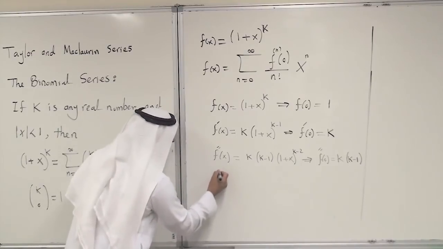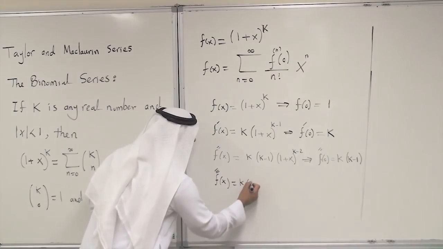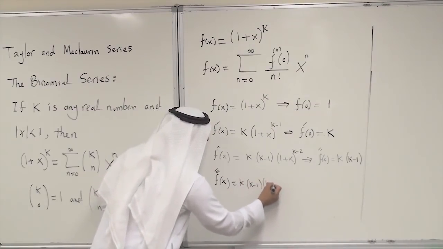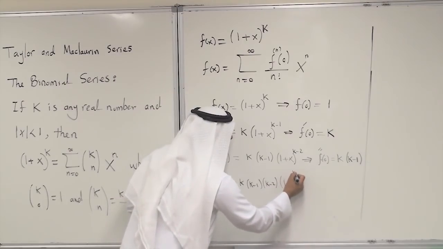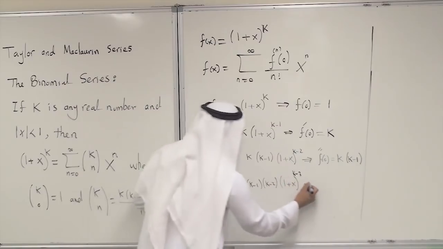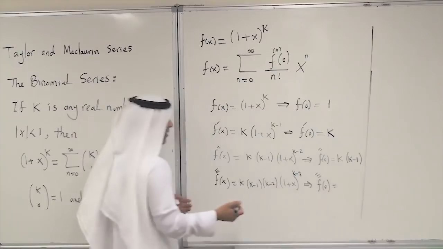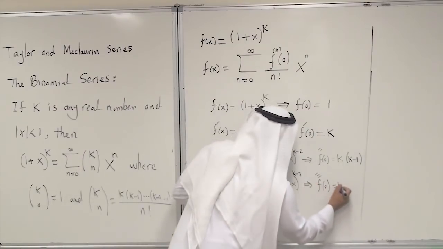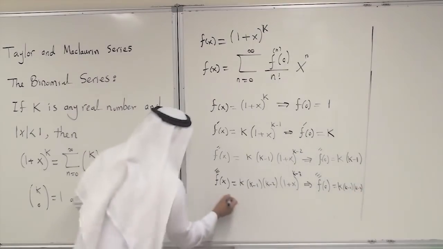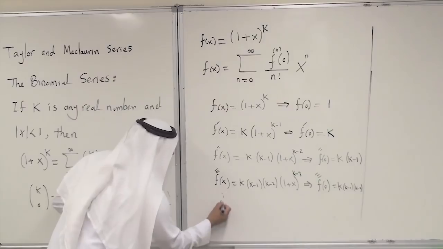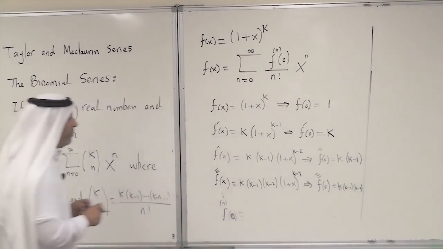We'll do one more. The triple prime of x is equal to k times k minus 1 times k minus 2 times (1 plus x) all to the power k minus 3. Fine. So what is the third derivative of this function at 0? The third derivative will be just k, k minus 1 and k minus 2. So it seems that if we differentiate this up to the nth order and we evaluate it at 0, what do we have?